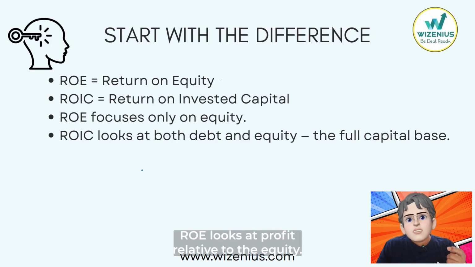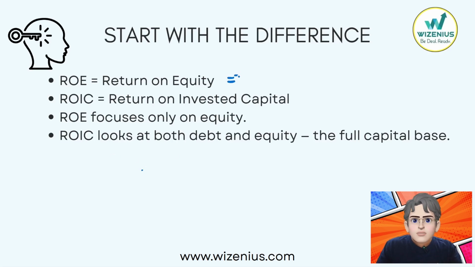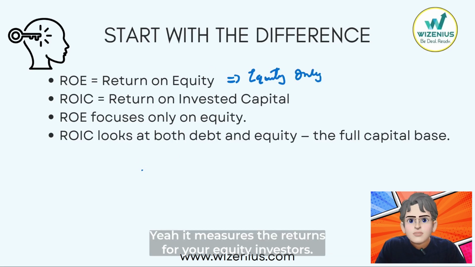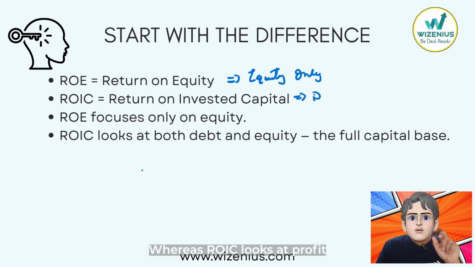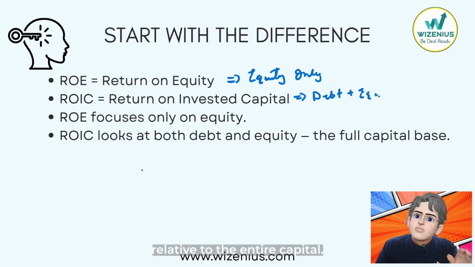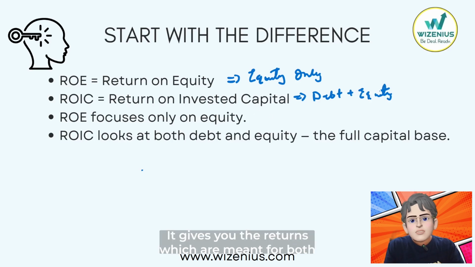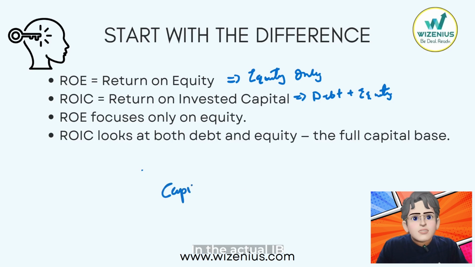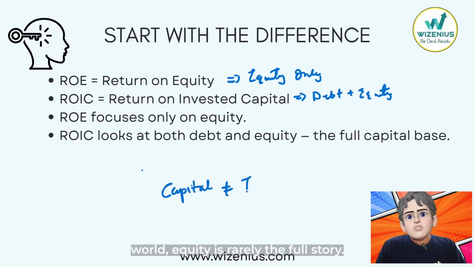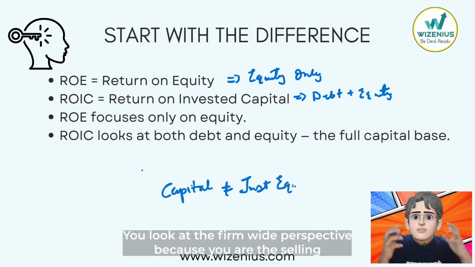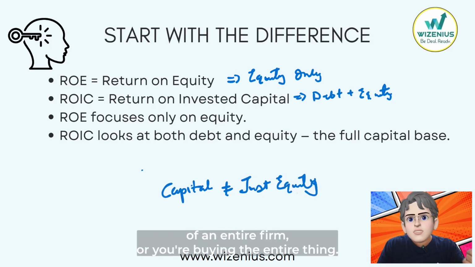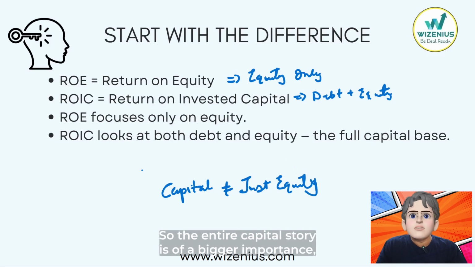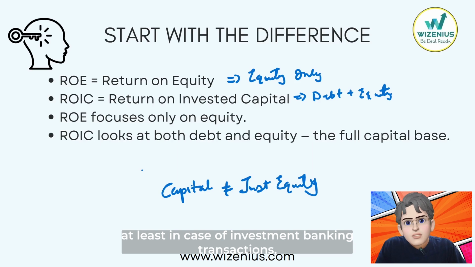ROE looks at profit relative to the equity. It measures the returns for your equity investors. Whereas ROIC looks at profit relative to the entire capital. It gives you the returns which are meant for both your debt investors as well as your equity investors. In the actual IB world, equity is rarely the full story. You look at the firm wide perspective because you're selling off an entire firm or you're buying the entire firm. So the entire capital story is of bigger importance, at least in case of investment banking transactions.